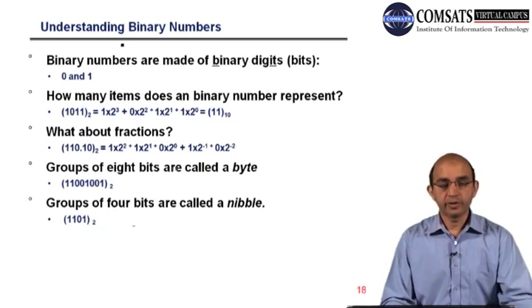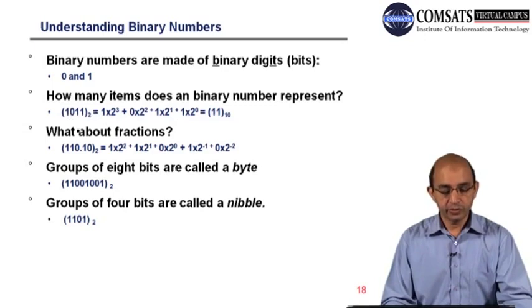So let's talk about the binary number system, right? That is the number system that the computer is using. Our computer is designed on the basis of this number system. So we have binary digits, bits, right? So how many items does a binary number represent? Here you can see that we have the binary number 1011, right?